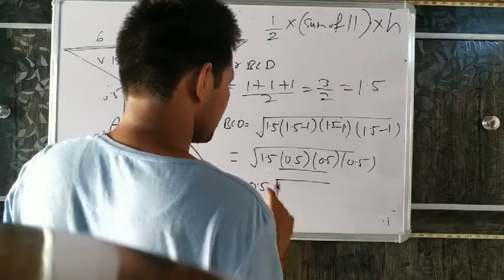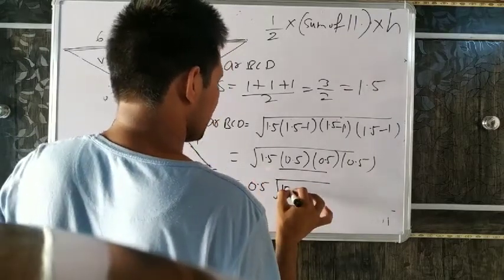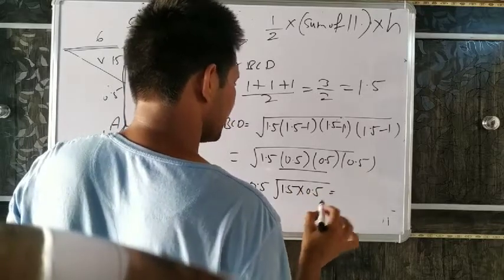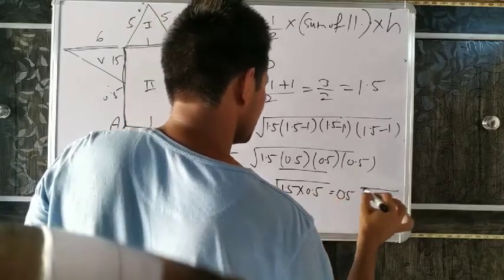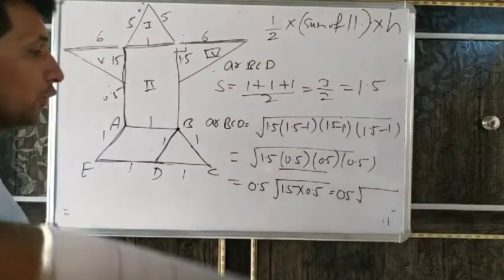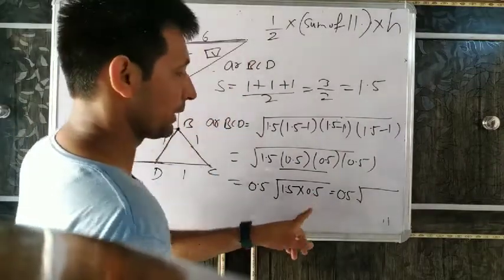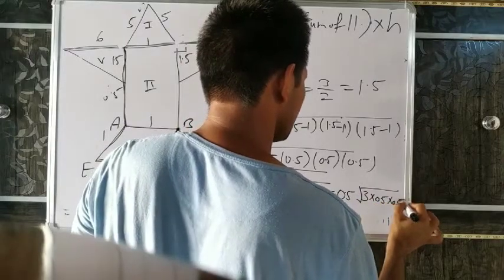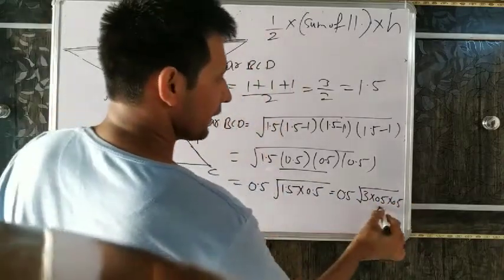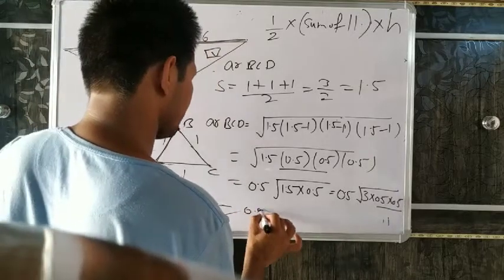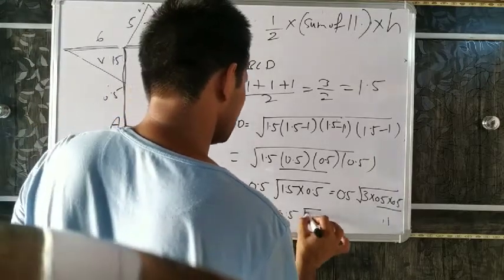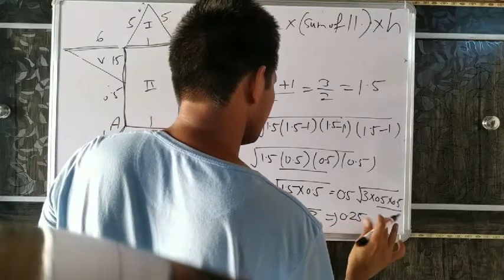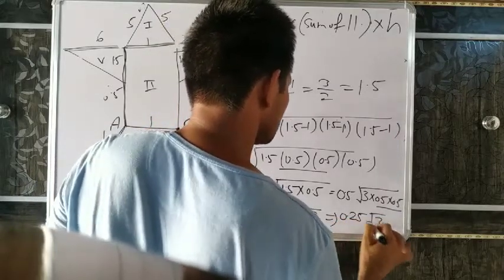What remains? 1.5 into 0.5. What can we write? 1.5 we can write as 3 into 0.5. So 3 multiplied by 0.5 into 0.5. The pair 0.5, 0.5 again comes outside. So 0.5 into 0.5 multiplied by root 3. So the answer is 0.25 into root 3.